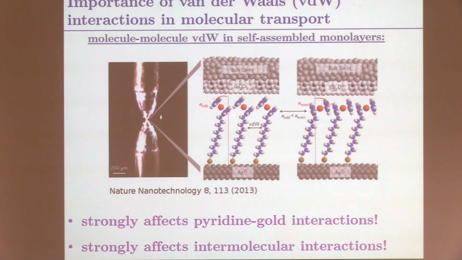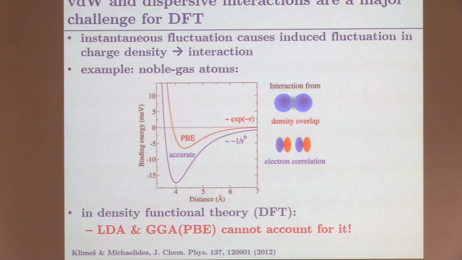Now, why is this important? It's important because van der Waals interactions are infamously challenging for density functional theory. We sometimes like to call these interactions, being theorists, dispersive interactions, and there are other types of dispersive interactions. And to see why it's challenging, let's think about what van der Waals interactions are.